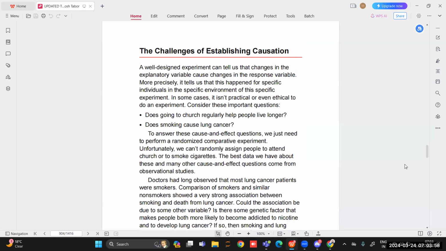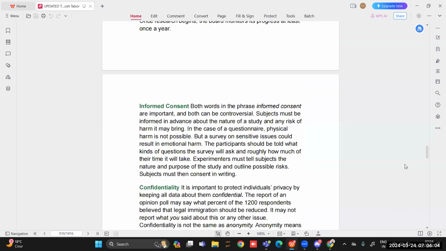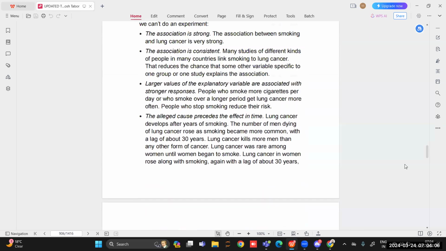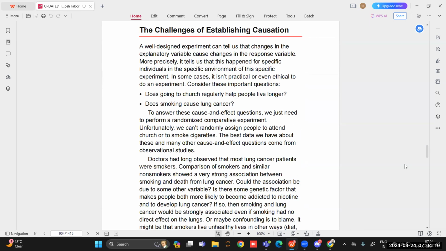Okay. So the chances of establishing causation, I think we have done this chapter almost. Okay, we'll look into it and then we'll stop. The chances of establishing causation: a well-designed experiment can tell us that changes in the explanatory variable cause changes in the response variable. It means a well-designed experiment has a good rate of showing changes when we are changing the explanatory variable. More precisely, it tells us that this happens for specific individuals, in the specific environment of the specific experiment.